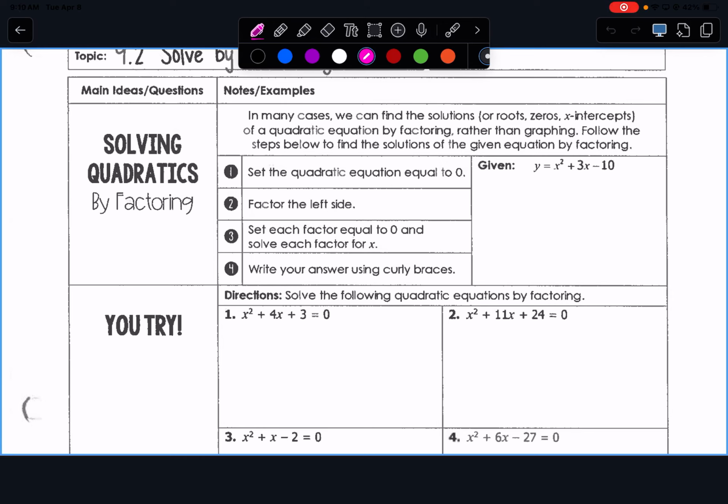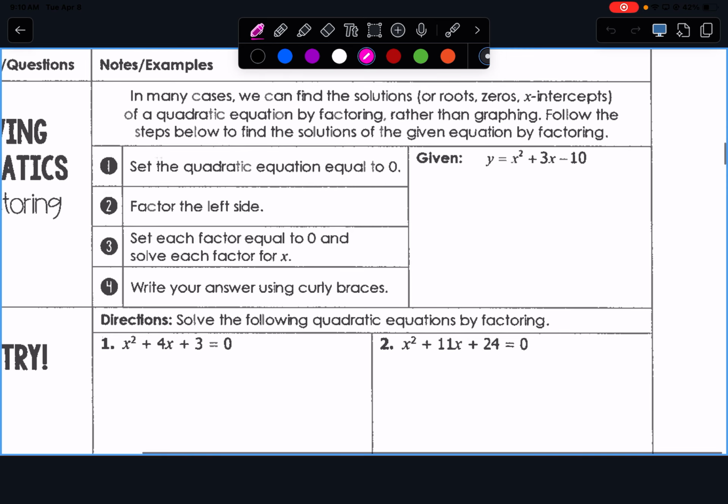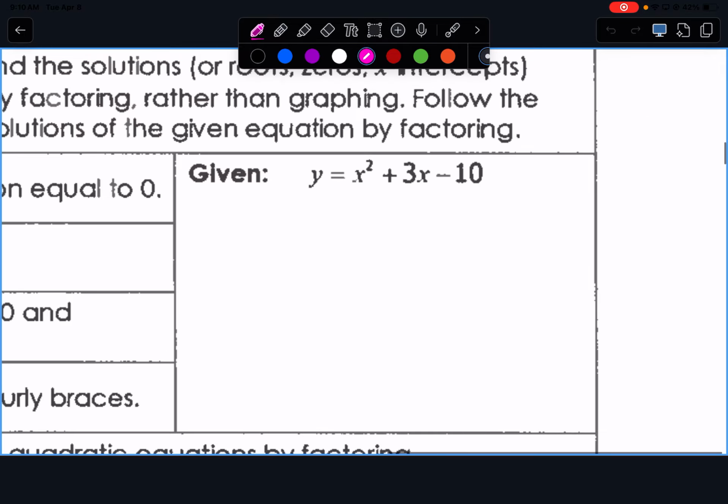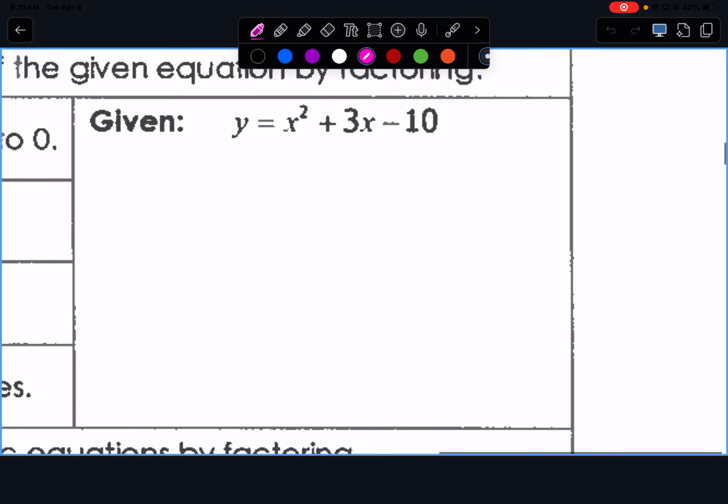All right, so for solving quadratics by factoring, there's a couple things I want us to talk about first. We're going to recap how to factor by grouping and how to use the shortcut. So first things first, we're going to look at this problem here.